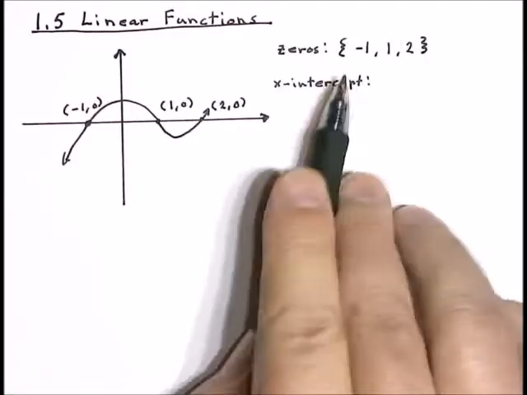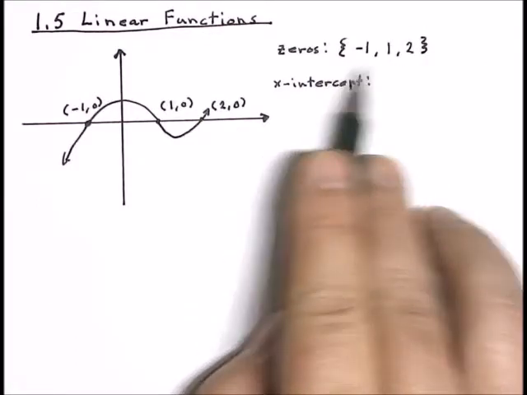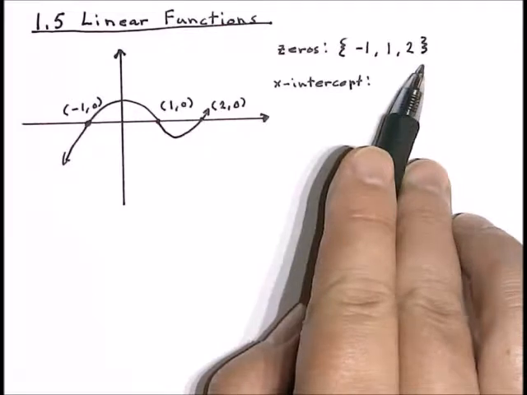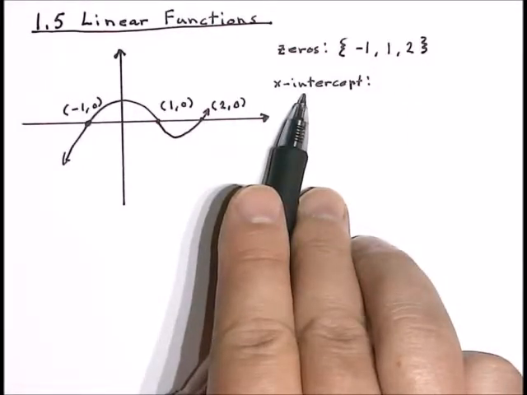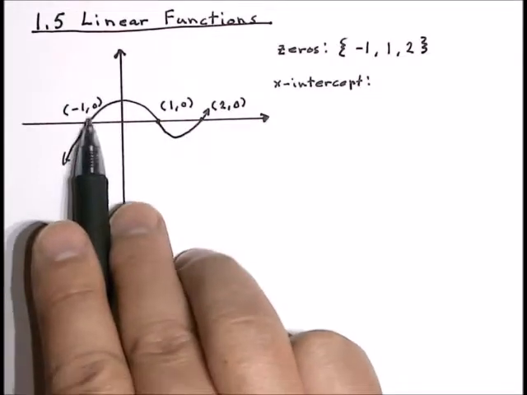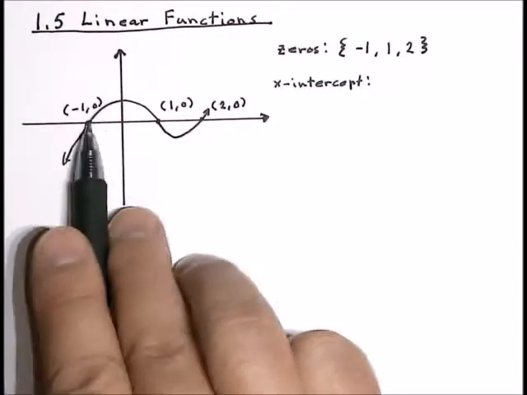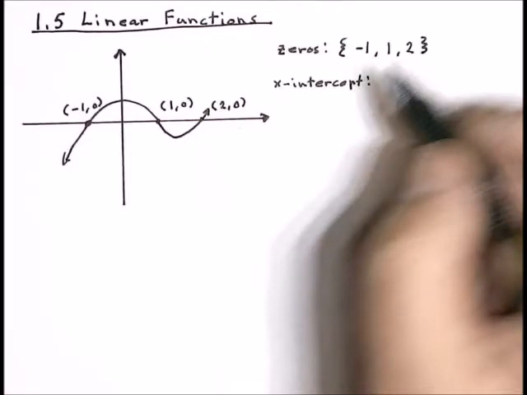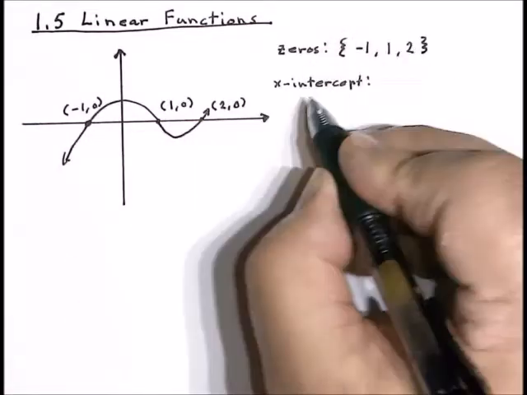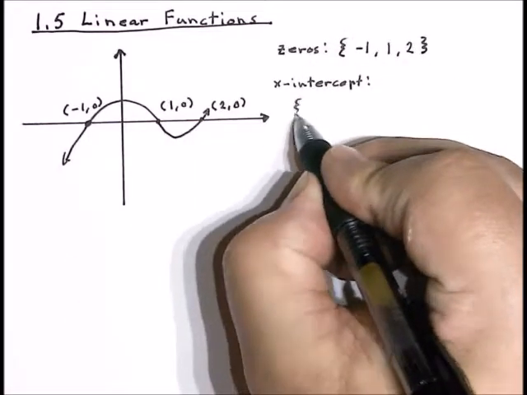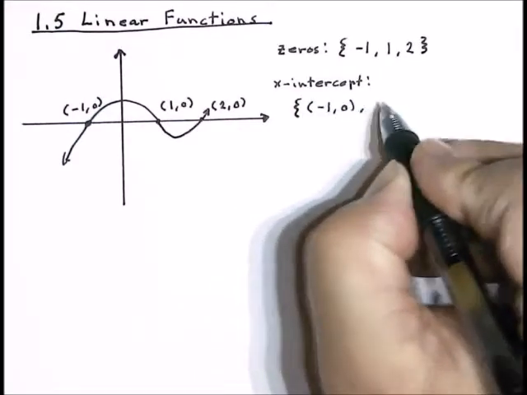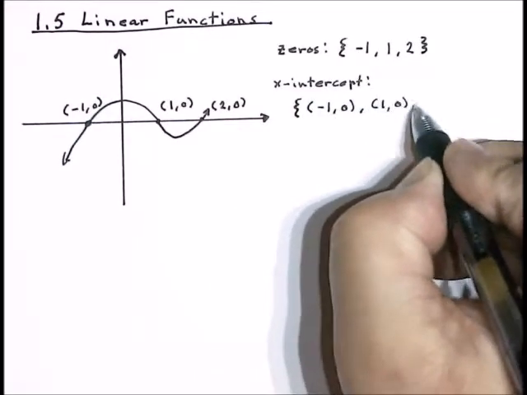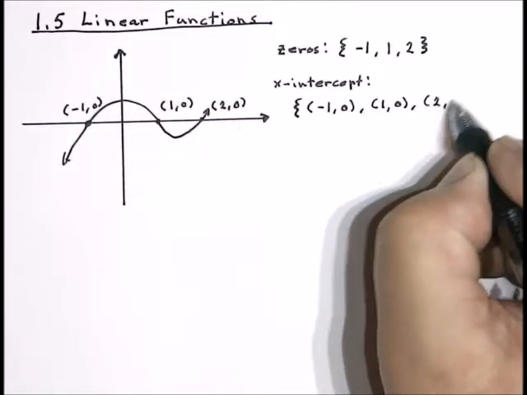And since I have more than one item, I'm putting my answer in these little curly braces. The x-intercepts are the places where, again, the y value is 0, or where we cross the x-axis. In this case, they're the points -1, 0, 1, 0, and 2, 0.